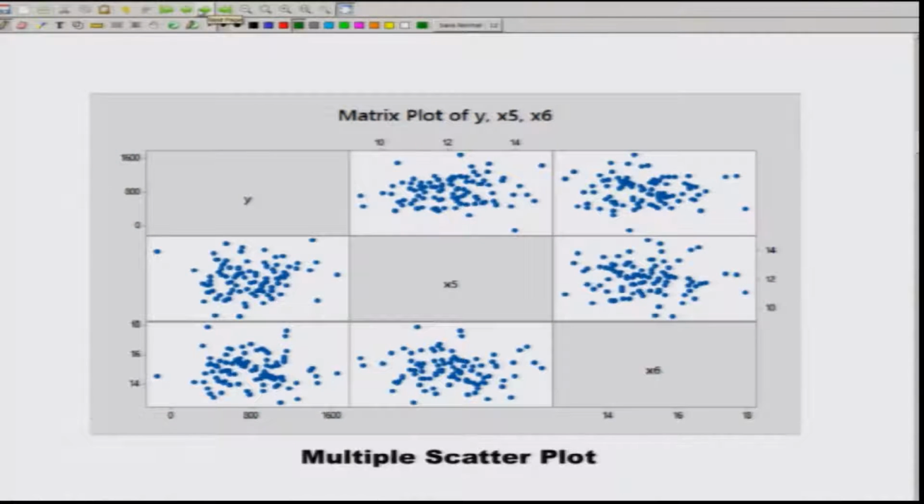And similarly, if we try to consider the matrix scatter plot of x5 and x6, that is again similar to the other plots.